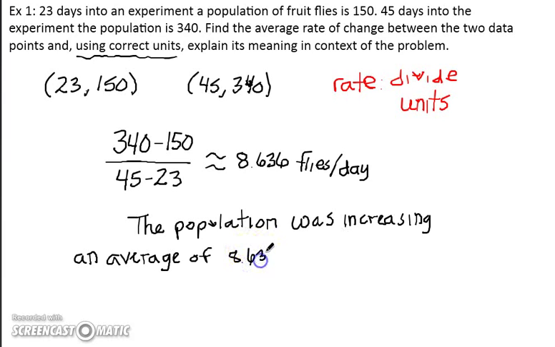8.636 flies per day. It's not letting me make that E. There we go. Flies per day on the interval 23 to 45.